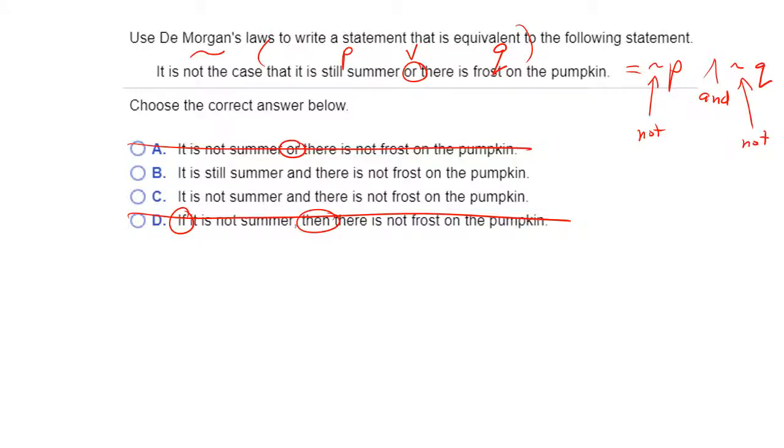If you look closely at answer choice C, it has not summer, not frost. So that means not summer would be not P, and is the conjunction symbol, not frost would be not Q. So my answer choice is C. I hope this helped you understand a little more about DeMorgan's laws.